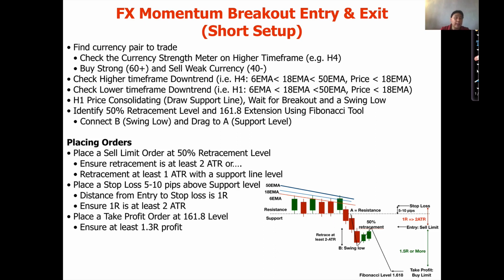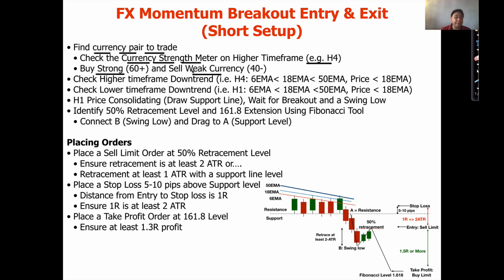All right, so once again, let me review all the entry and exit rules I talked about in a checklist. Okay? And again, this is for the short setup. So first thing is to find the currency pairs with the potential to trade. So what do we do? We look at the currency strength meter on the higher time frame. So again, if I'm trading on H1, I look at the H4 time frame to see the strongest currencies and the weakest currencies. Buy the strongest, sell the weakest at the same time.